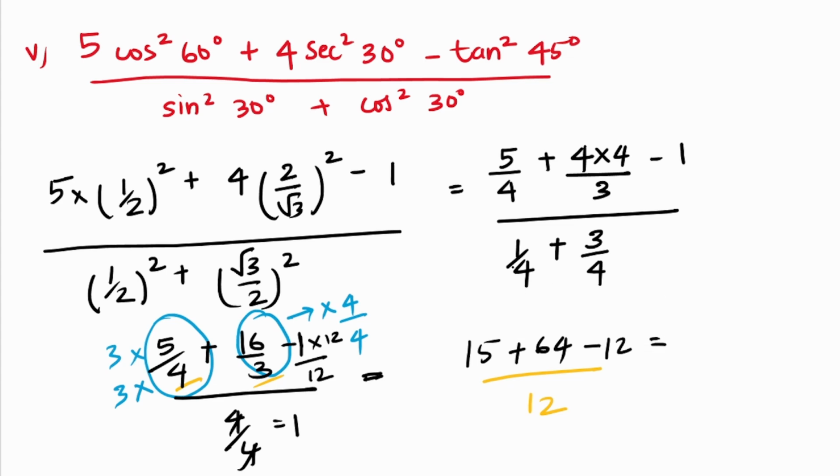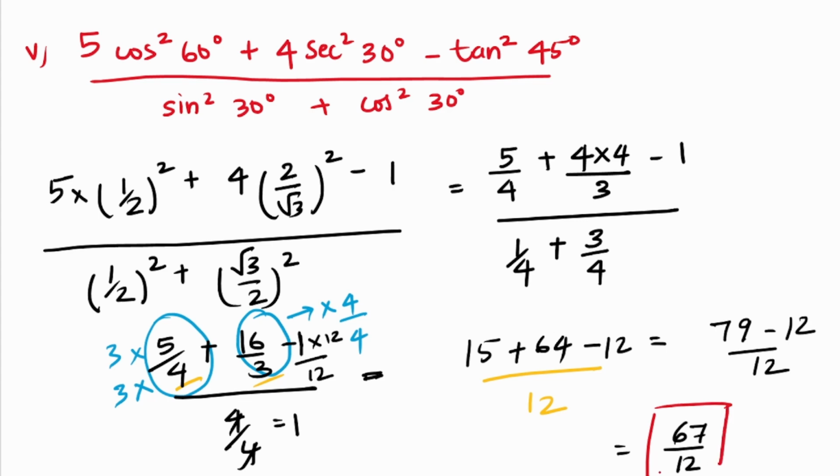So for the addition, first we'll add 15 plus 64. 15 plus 64 is 79 minus 12 divided by 12. 79, right? 79 minus 12, you will get 67 by 12. So this is the answer. 67 divided by 12 is the final answer. I hope this question is also clear.